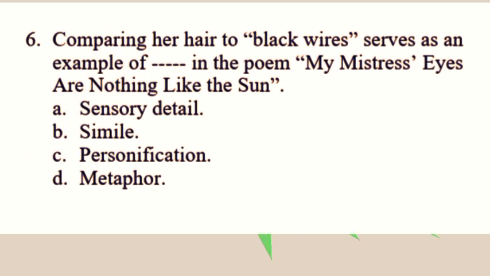Question number 6. Comparing her hair to black wires serves as an example of ... in the poem My Mistress's Eyes Are Nothing Like the Sun. The options are A. Sensory detail, B. Simile, C. Personification, and D. Metaphor. The right option is option D. Metaphor. Comparing her hair to black wires serves as an example of metaphor in the poem My Mistress's Eyes Are Nothing Like the Sun.